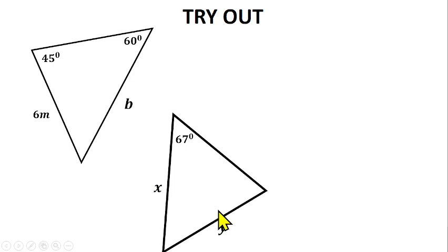Can we use sine rule in this case? The answer is no, because no pair is given completely here. This angle is given, the side facing it is not given. Then this side is not given, this angle is not given, this angle is not given. So we cannot use sine rule to resolve this kind of triangle. Are we clear? Good. Let's see another one.